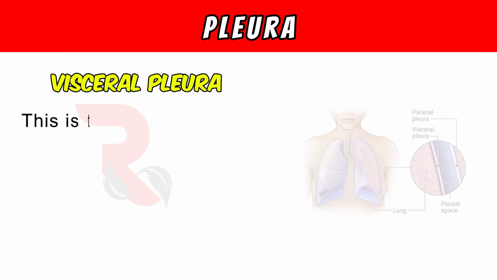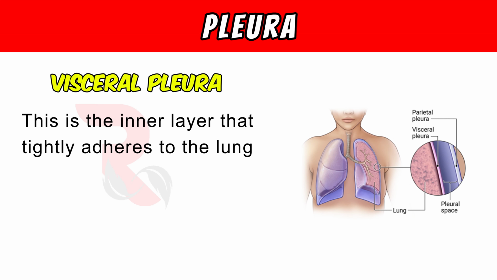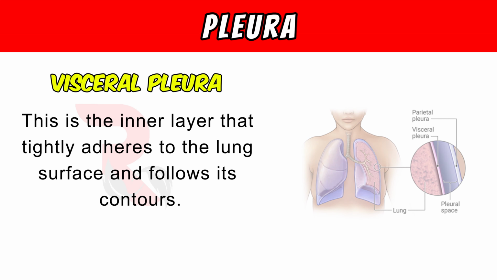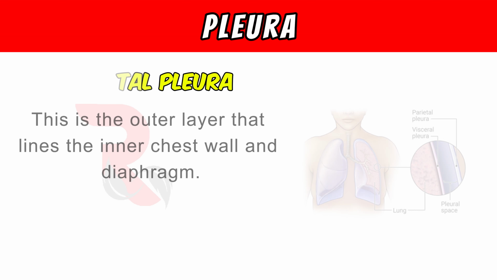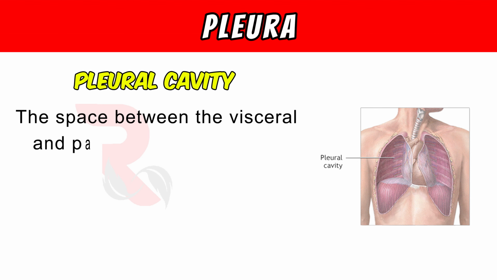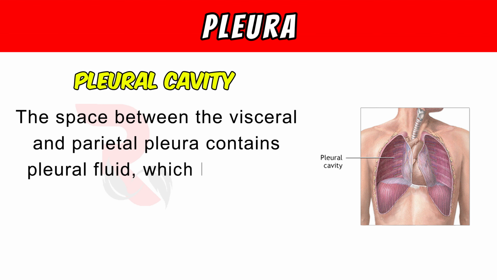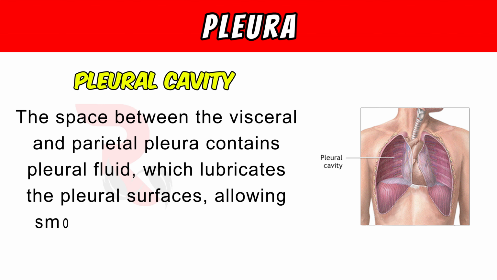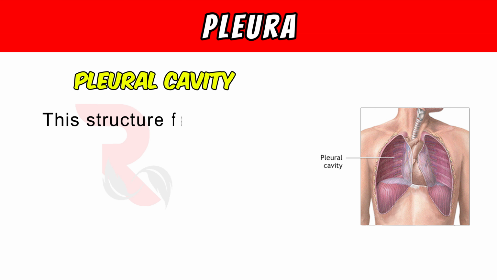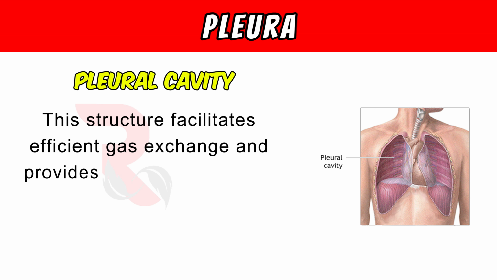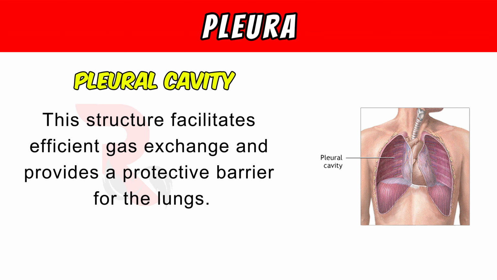Pleura. Visceral pleura. This is the inner layer that tightly adheres to the lung surface and follows its contours. Parietal pleura. This is the outer layer that lines the inner chest wall and diaphragm. Pleural cavity. The space between the visceral and parietal pleura contains pleural fluid, which lubricates the pleural surfaces, allowing smooth lung expansion and contraction. This structure facilitates efficient gas exchange and provides a protective barrier for the lungs.